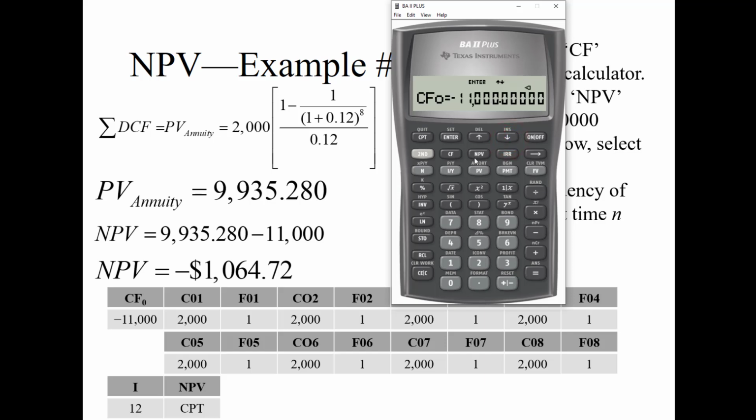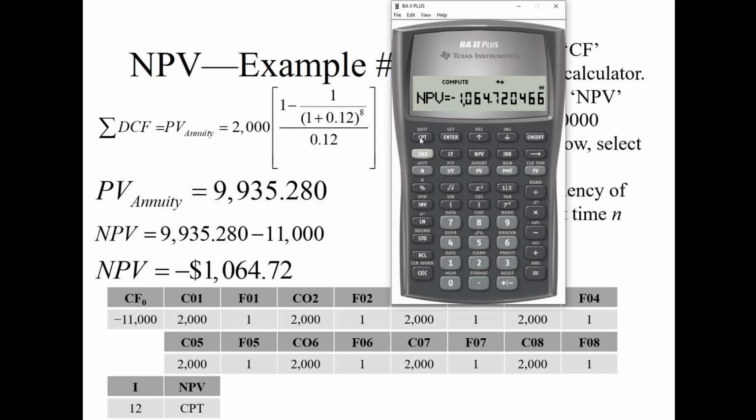Go to our NPV key and type in 12 and enter for our I. Hit the down arrow to get to NPV, and then hit compute. And you'll see we have that same NPV. In this case, that frequency key was relatively straightforward because we had an annuity.